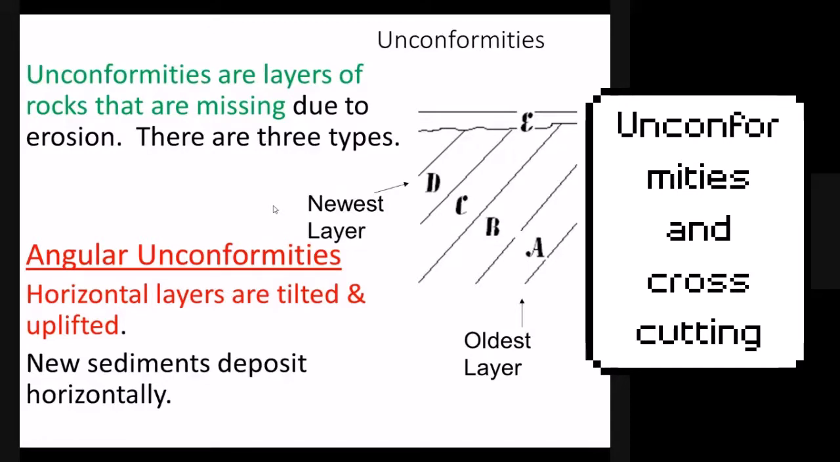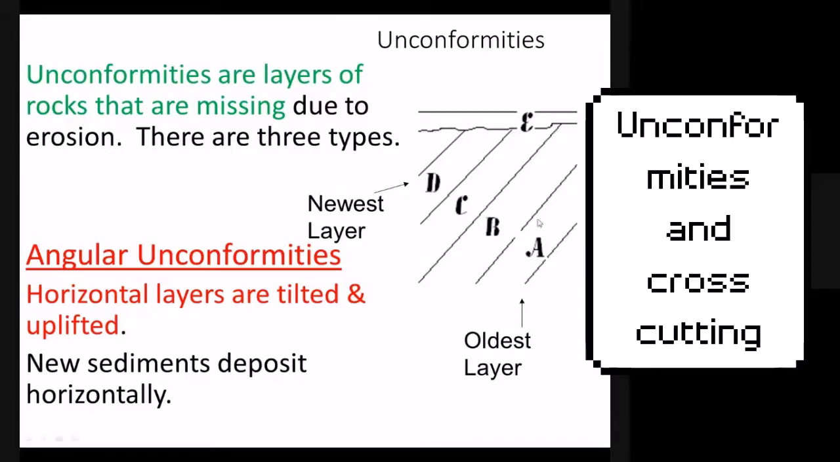Now, as you know from the principle of original horizontality, rocks, or at least sedimentary rocks, do not like being put down at angles. They are deposited in nice, flat, horizontal layers. And if you look at A, B, C, D here, they are not horizontal. They are at an angle. Something happened to move these to an angle.